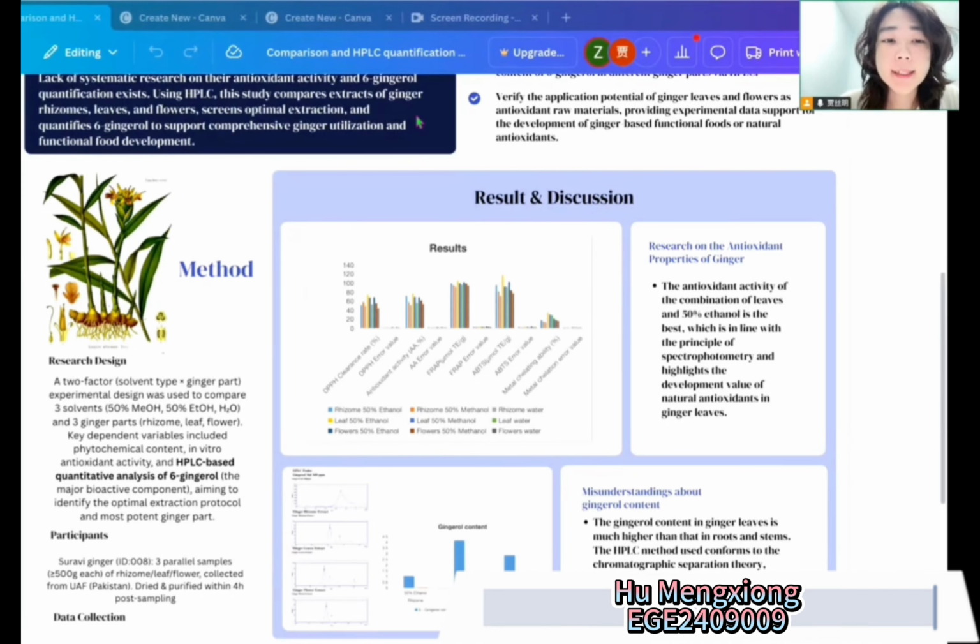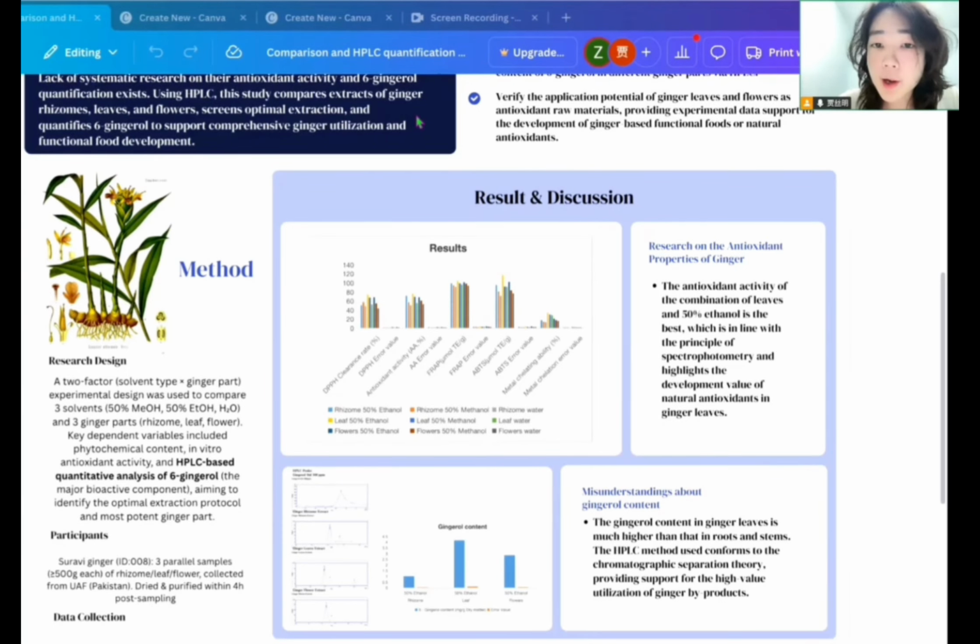Okay, let's delve into the discussion and report of our poster. Start with the top left, antioxidant results. Ginger leaves with 50% ethanol perform best. This is tied to the phenolic and flavonoid compounds that scavenge free radicals.